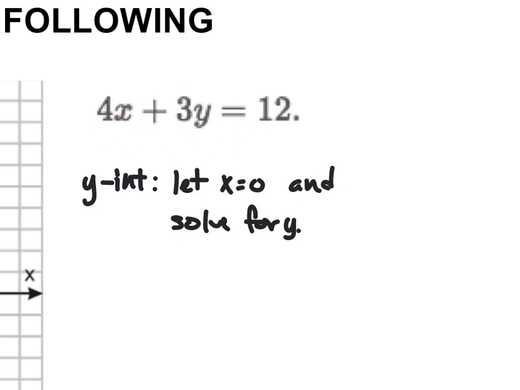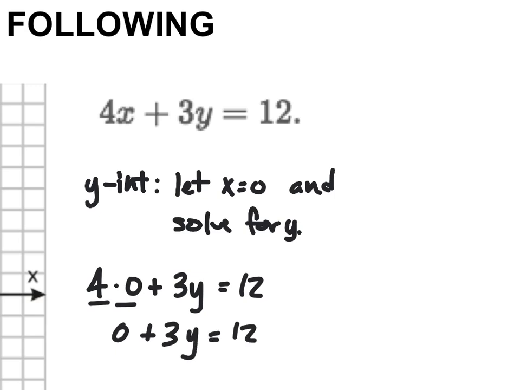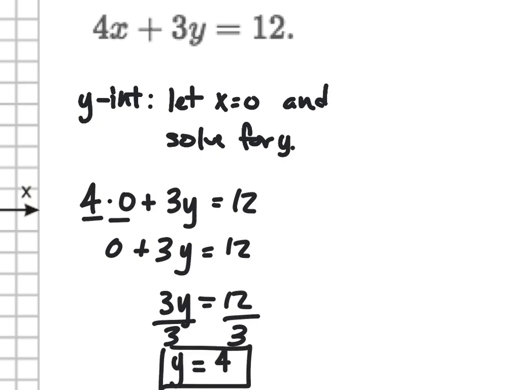I'm going to do 4 times 0 plus 3y is equal to 12. 4 times 0 gives me 0 plus 3y equals 12. 0 plus 3y is just 3y, so 3y is equal to 12. I'm going to divide both sides by 3, so y is equal to 4. So when x is 0 and y equals 4, that gives me my y-intercept, which is the point (0, 4). And that's all we're doing.